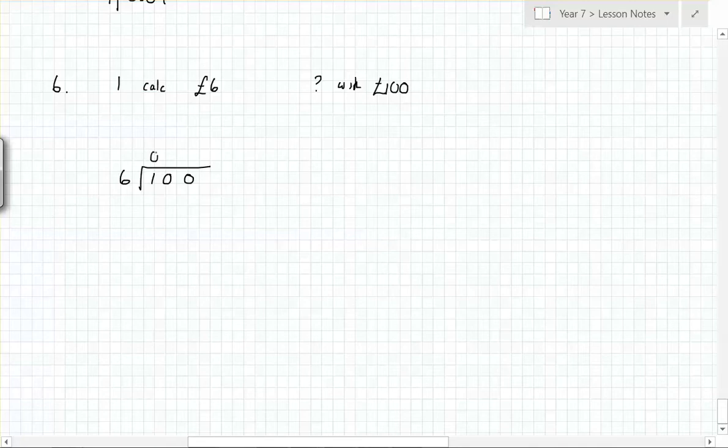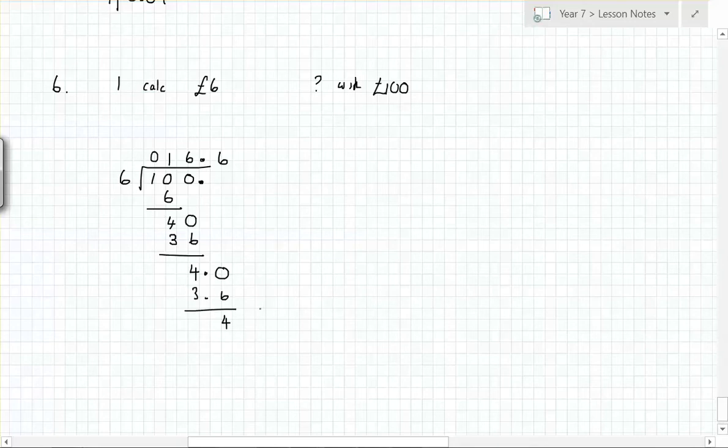6 into 1, nothing. 6 into 10, once, that's 6. Remainder 4. Break down the zero into 40, which is 6, 6 times 6 is 36, remainder 4. Bring in a decimal point and a 0. Okay, 6 into 40. Again, 6. Remainder 4.